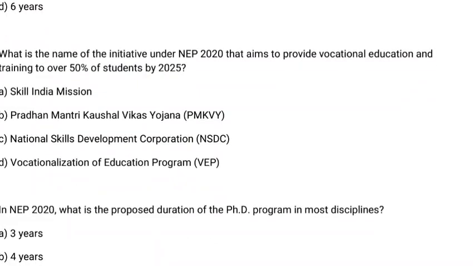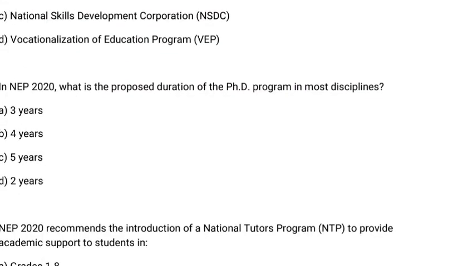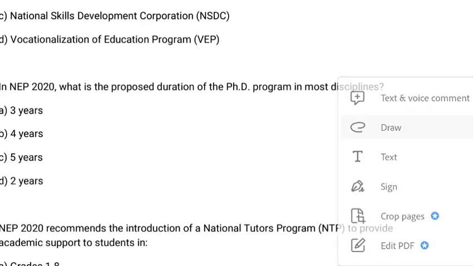Then, what is the name of the initiative under NEP 2020 that aims to provide vocational education and training to over 50% of students by 2025? It is Skill India Mission. In NEP 2020, what is the proposed duration of the program in most disciplines? So B, that is 4 years.